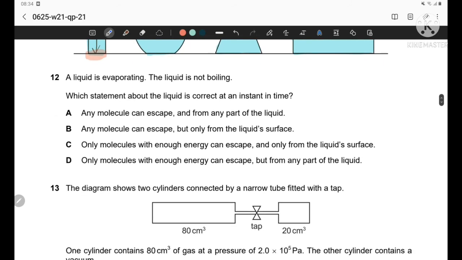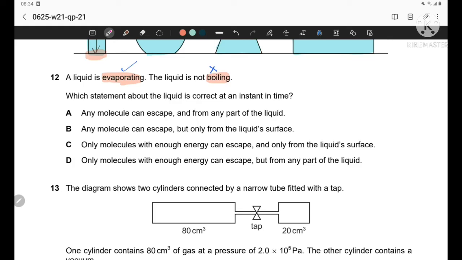Question 12. A liquid is evaporating. The liquid is not boiling. Which statement about the liquid is correct at an instant in time? So in order to answer this question, we need to understand the difference between evaporation and boiling. So here the liquid is evaporating, not boiling. So we have to identify which statement supports evaporation or explain the property of evaporation, not boiling.